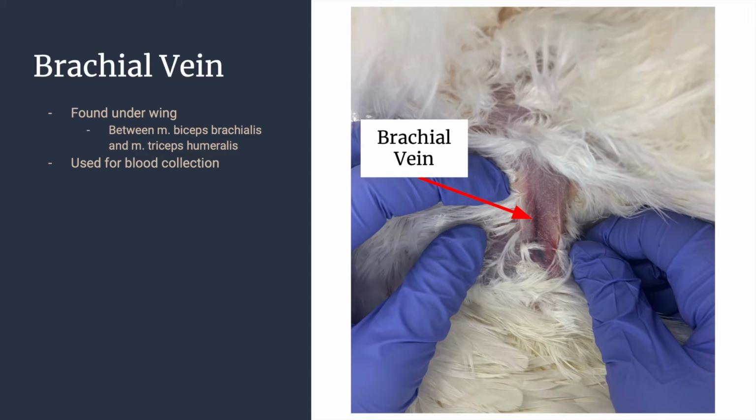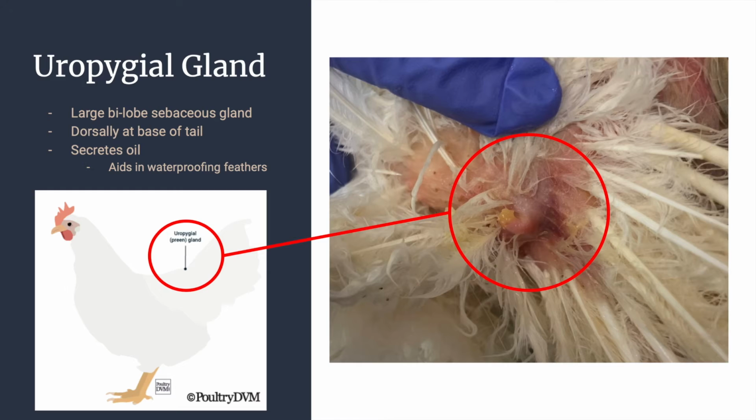Here you can see the brachial vein. It is found under the wing between the biceps brachialis and the triceps humerus, and it is often used for blood collection due to its large size. Here you can see the uropygial gland. It is a large bilobed sebaceous gland found dorsally at the base of the tail, and it secretes oil, which aids in waterproofing the feathers.